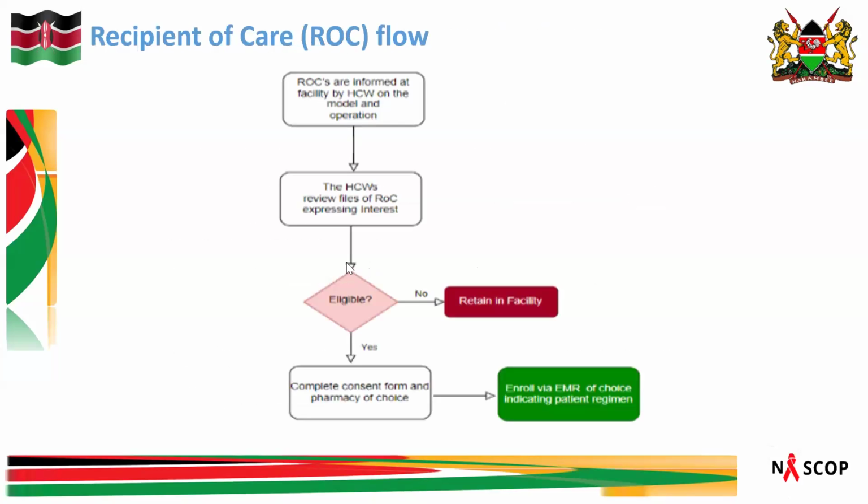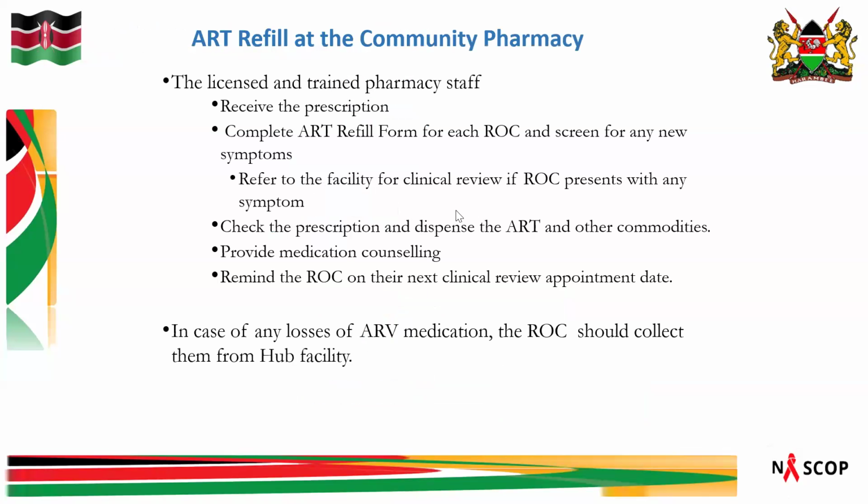So this is how we envision the recipient of care flow. The recipients of care will be informed at the facilities by healthcare workers on the model and its operation. Then the healthcare workers will review files for the recipients of care who have expressed interest. If they are eligible, they will proceed to complete the consent form, and then select the pharmacy of choice. Then they enroll via the electronic medical record of choice, indicating the patient regimen. If they do not meet the criteria, they are supposed to remain at the facility.